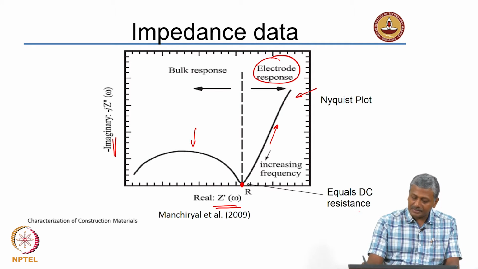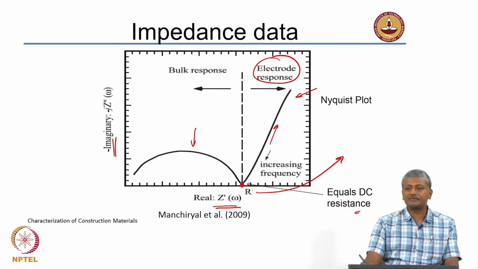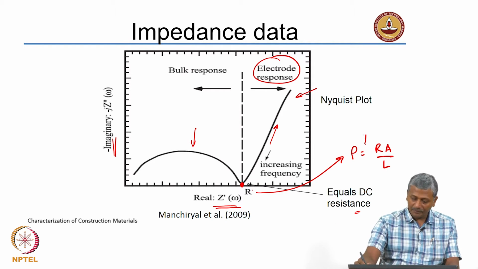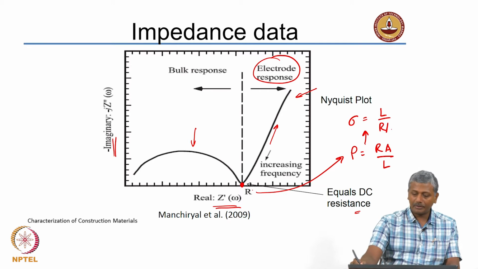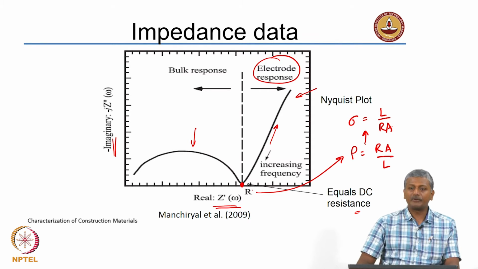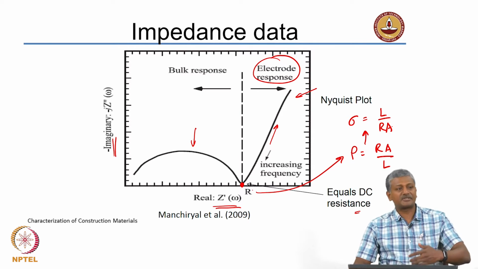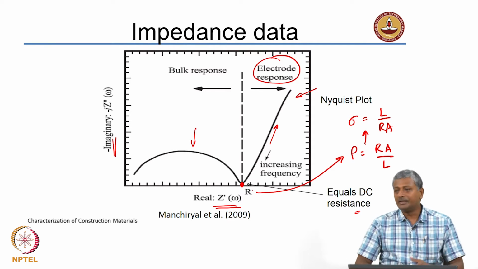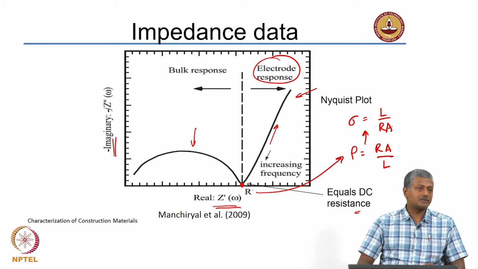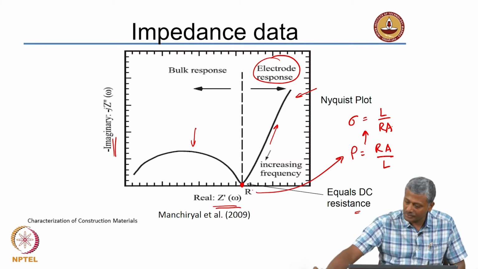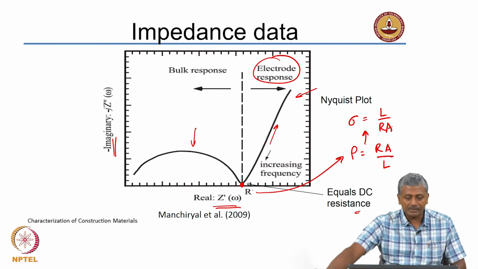Okay. So, what we get as a result of this test is the value of the DC resistance R, and this R can be converted into the resistivity rho by multiplying by A and dividing by L. Alternatively, it can be used to determine the conductivity as L by RA. Okay. So, all we are doing is taking the inverse of resistivity and expressing it as conductivity. So, you can represent the data in both ways, either as conductivity or as resistivity.